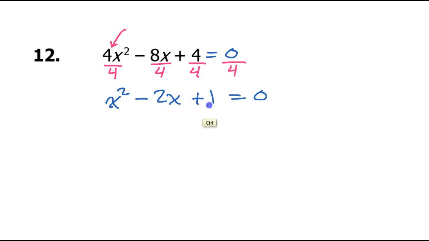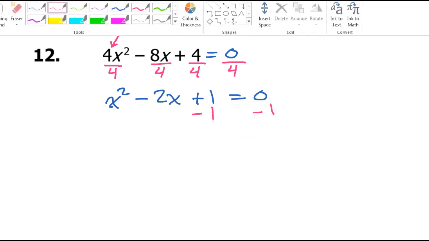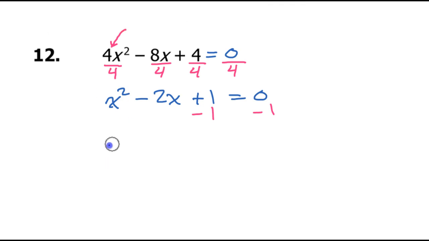Now, the number 1 is not the correct number that I need to complete the square. So I'm going to move it out of the way. Just get it out of there by subtracting it from both sides. That's going to leave me with x squared minus 2x, leave a space, and that's equal to negative 1.